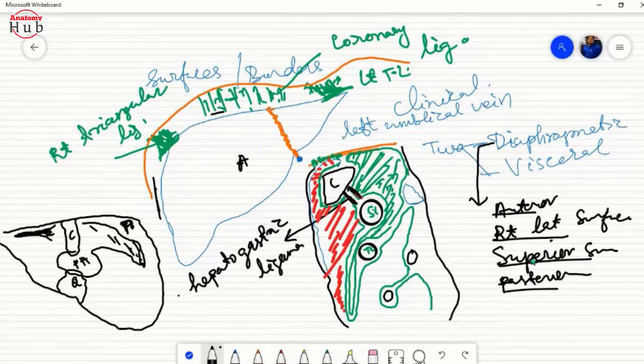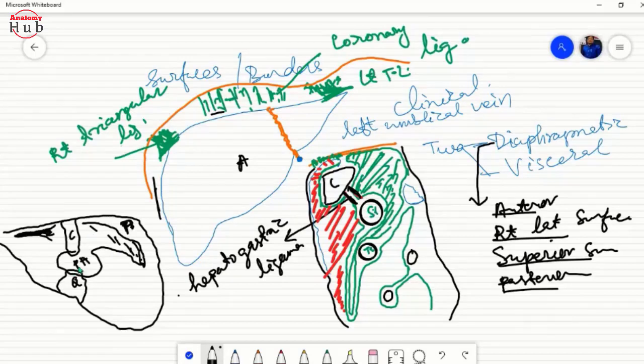So at the superior surface we have these three ligaments over here. At the anterior surface we have the falciform ligament and the ligamentum teres hepatis, and at the right, that is related to the right triangular ligament over here, right?